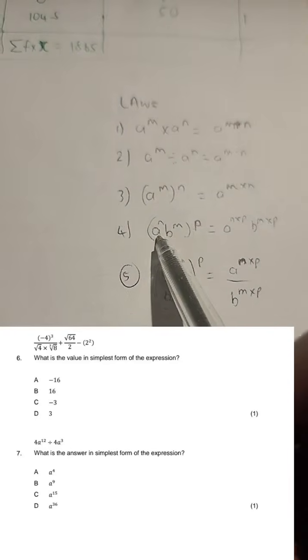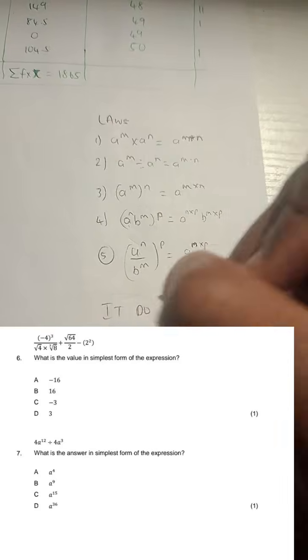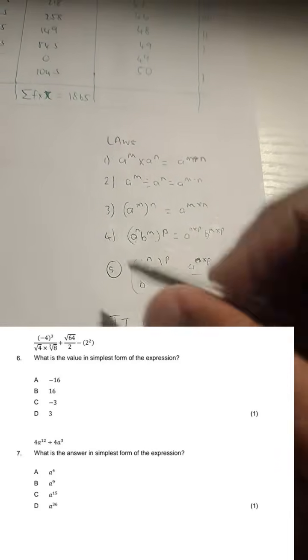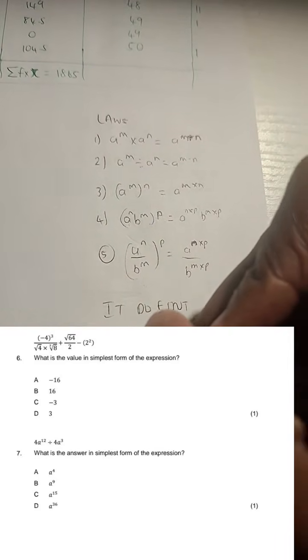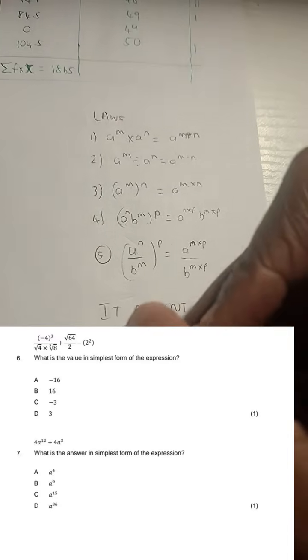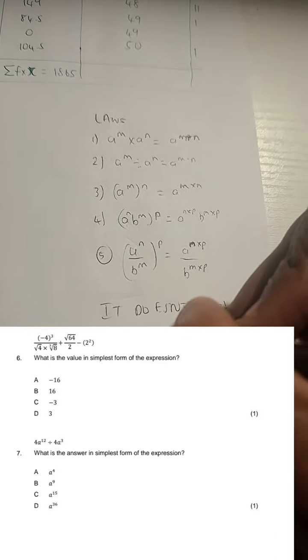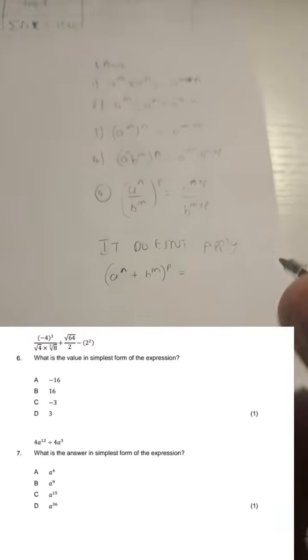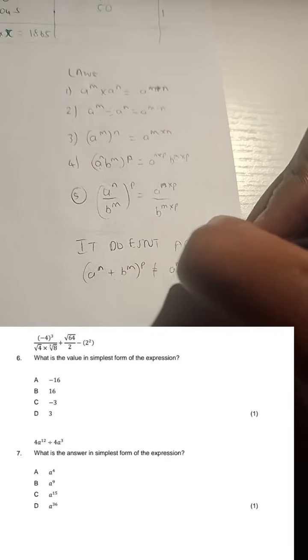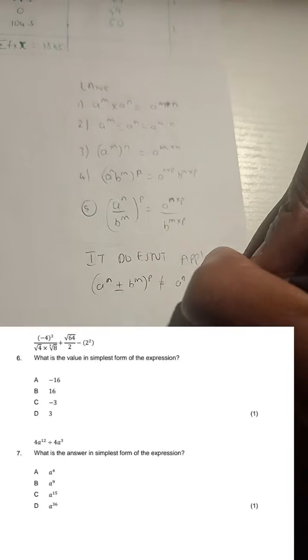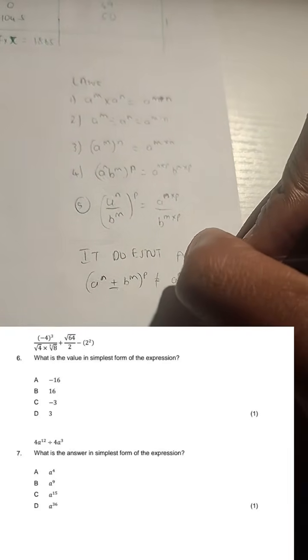Guys, this only applies for when bases are multiplied and when bases are divided. It doesn't apply at all if the bases are added. There's a big mistake that learners make all the time. They think that this will apply if the bases are added. This is wrong. We don't do this, guys. We don't, if there's addition or subtraction.